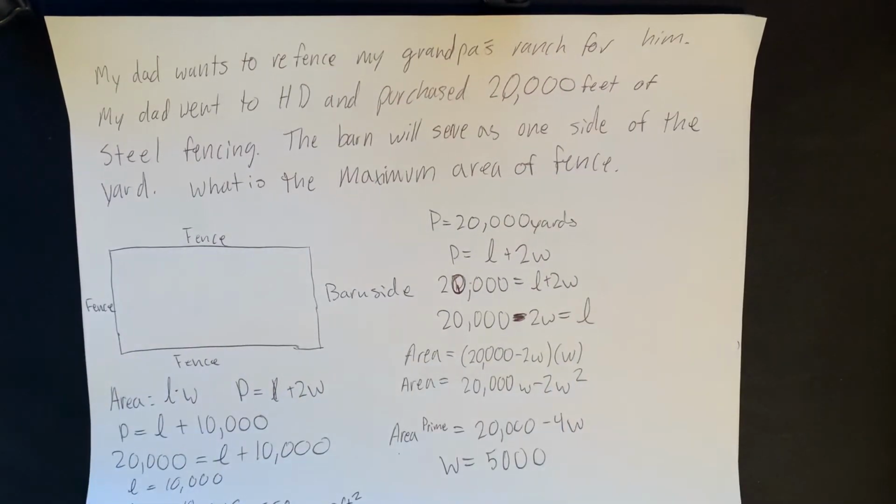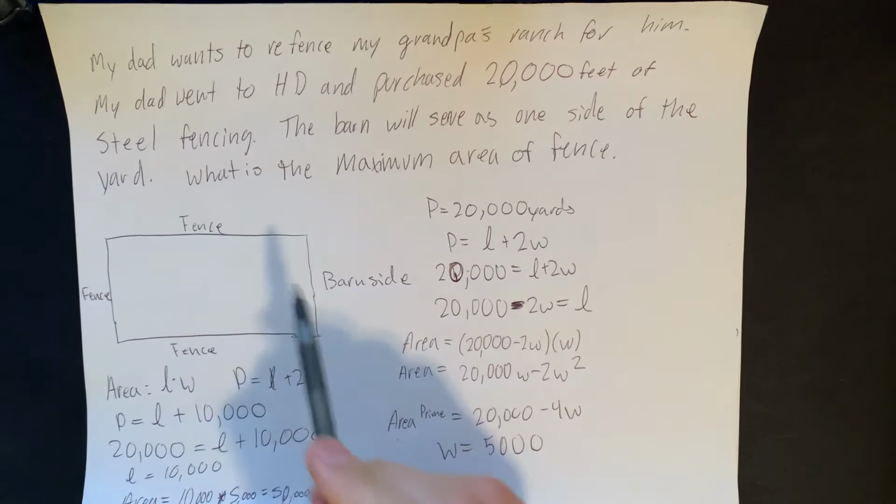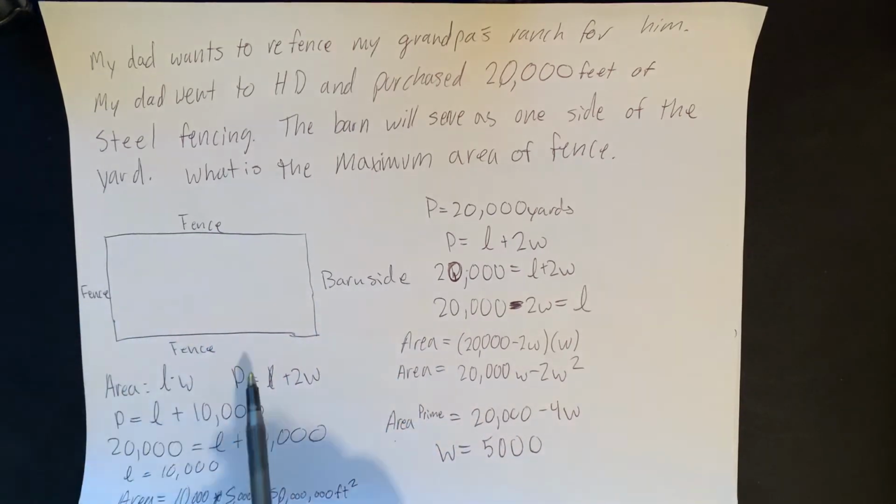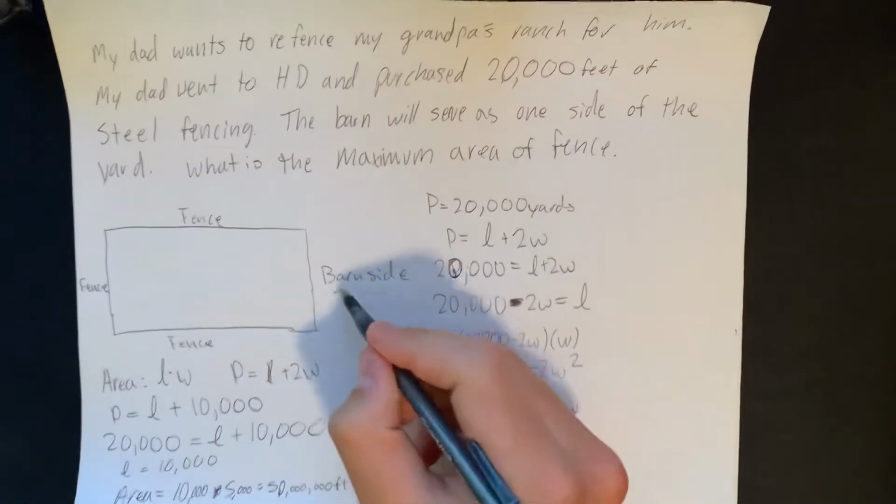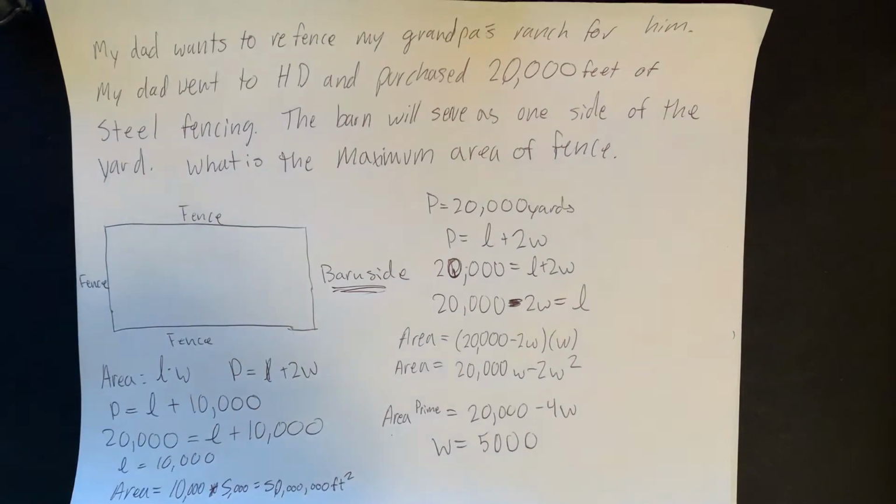Our next problem will be an optimization problem where you're trying to find the most efficient way to make the largest area using 3 sides of a fence and a barn side. My dad wants to re-fence my grandpa's ranch for him. My dad went to Home Depot and purchased 20,000 feet of steel fencing. The barn will serve as one side of the yard. What is the maximum area of the fence?